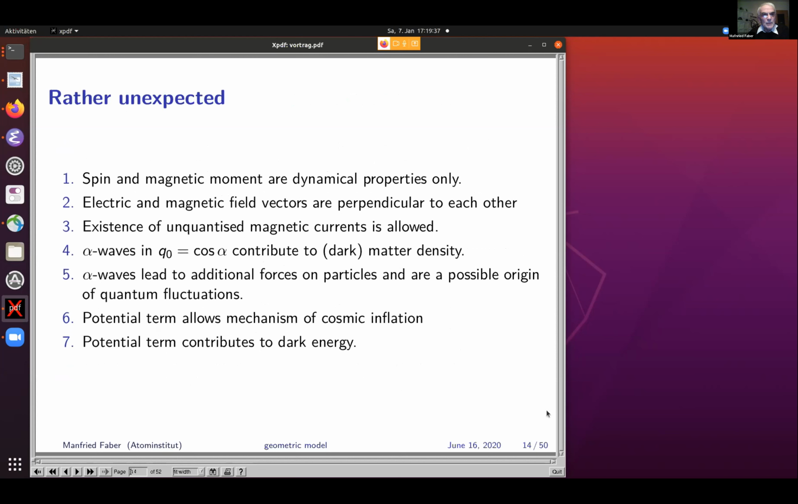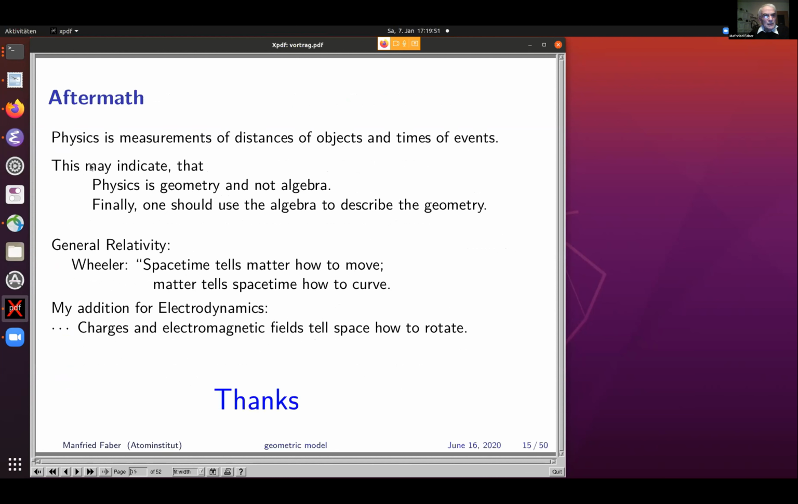Rather unexpected is that spin and magnetic moment are dynamical properties. Yes, electric and magnetic fields are perpendicular to each other, as we know from vacuum Maxwell electrodynamics. Final sentence: physics is measurement of distance of objects and times of events. This may indicate that physics is geometry and not algebra. We should use algebra to describe the geometry.